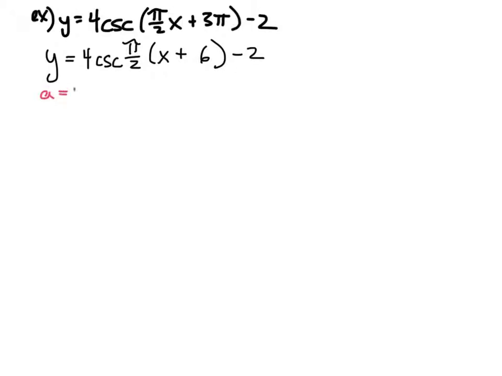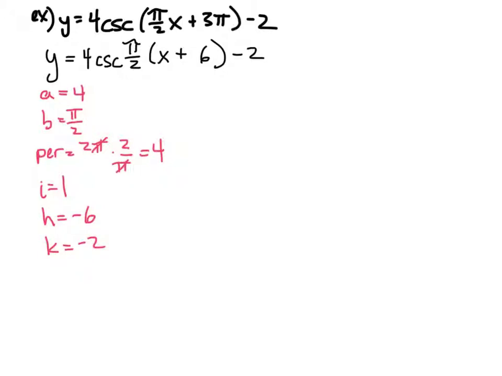Okay, now we label everything that we know. Our a is 4, so the amplitude's 4. B is pi over 2. The period is 2 pi divided by pi over 2, so times 2 over pi. So the period is 4. Divided by 4, that gives me an increment of 1. The h is going to start way back at -6, and the midline will be at -2.